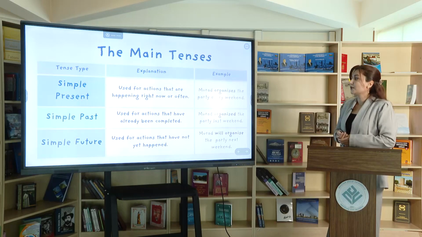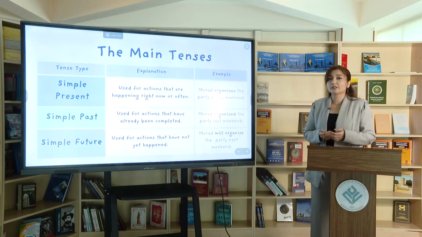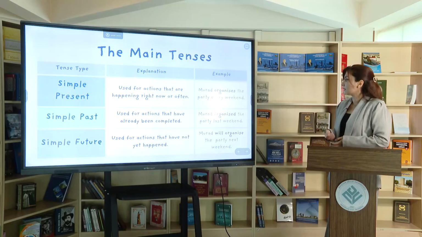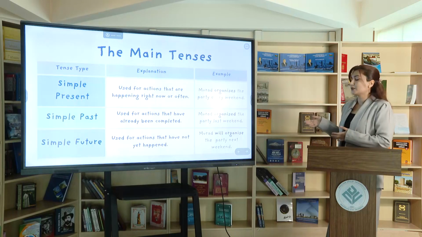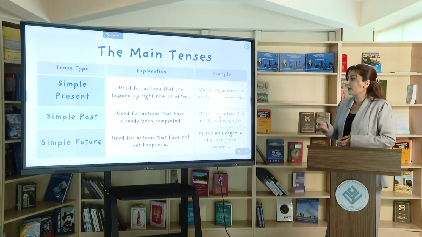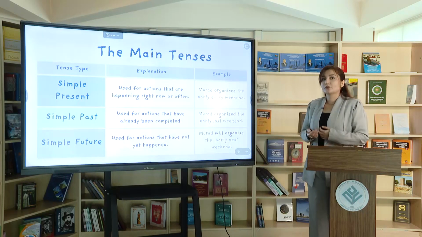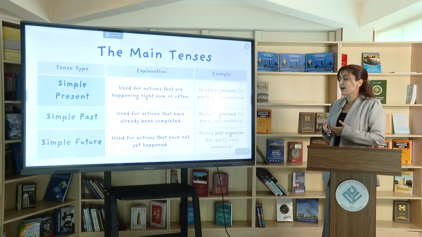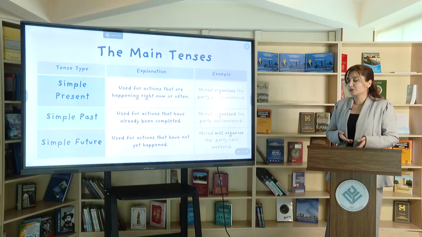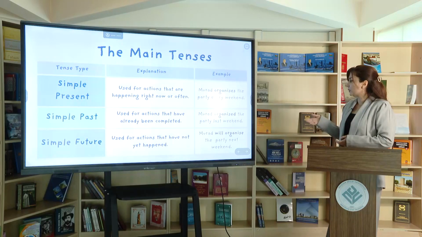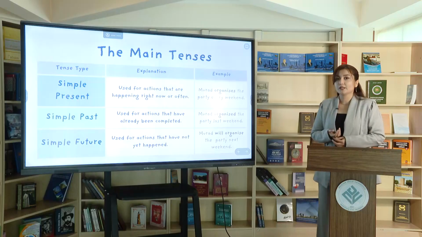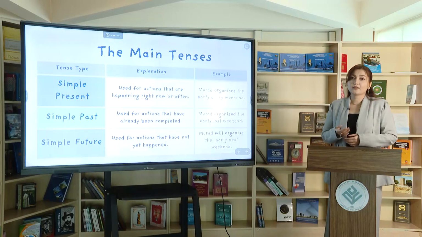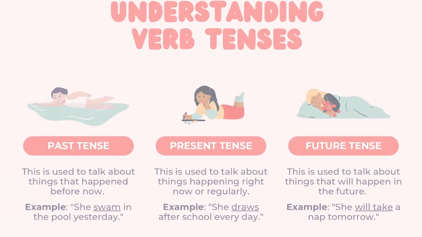Next, simple past is used for actions that have already been completed. And Murat organized the party last weekend is a good sample for it. And simple future is used for actions which have not yet been completed or happened. Murat will organize the party next weekend. It means that Murat has some plans for a party.